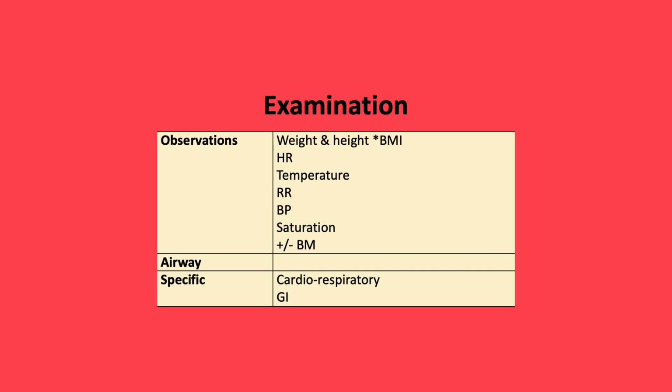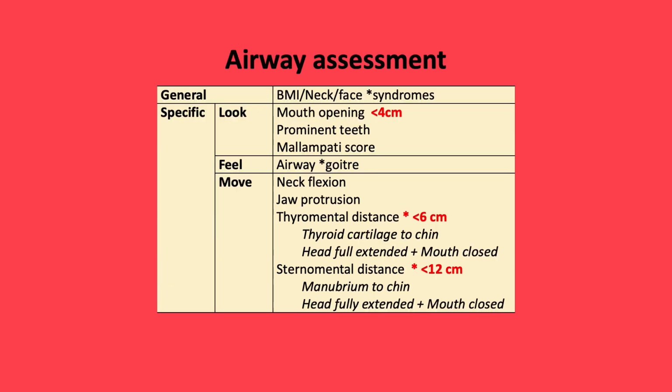All patients should have a documented weight and height, leading to a BMI assessment. Also determine the observations of heart rate, temperature, respiratory rate, blood pressure and saturations. If indicated, a blood sugar. Perform an airway assessment and, based on the patient's age, history and clinical features, perform, if indicated, cardiorespiratory and gastrointestinal examinations. Airway assessment can be general and specific.